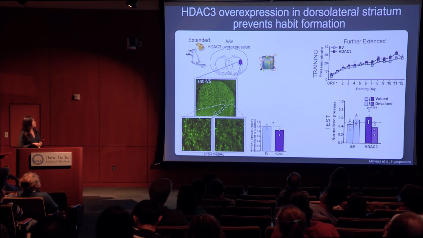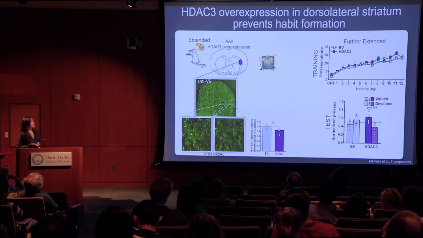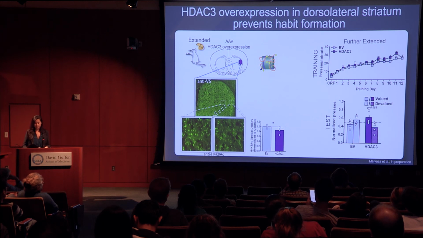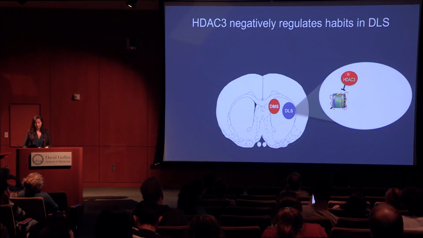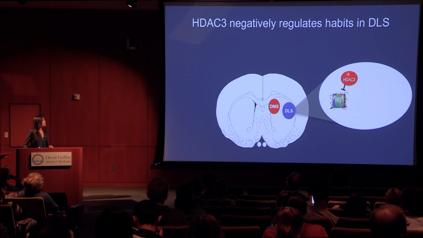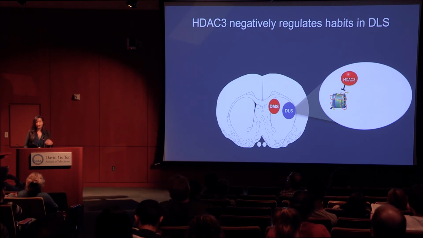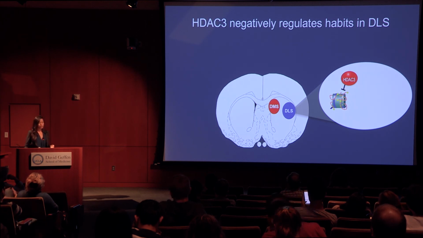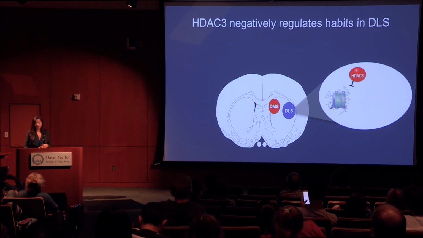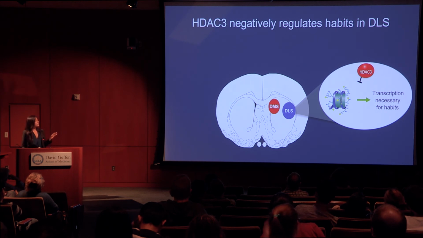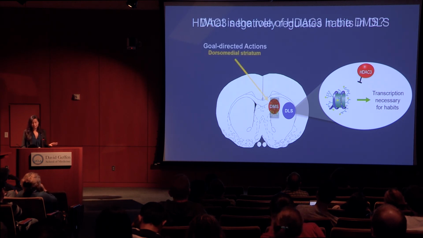And this is true even if we extend training even further. These animals still remain sensitive to outcome devaluation, indicating that they're still goal-directed. And so from this, what we think normally happens, again, is that HDAC3 is normally repressing transcription that's necessary for learning. And so when you remove HDAC3, you can get the transcription that's necessary for the formation of habits. And so this was in the dorsolateral striatum.